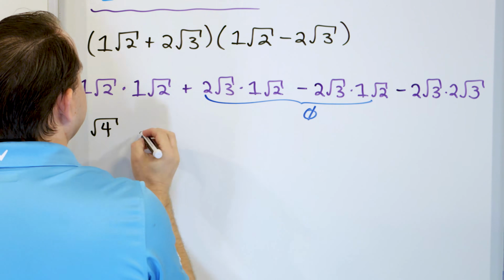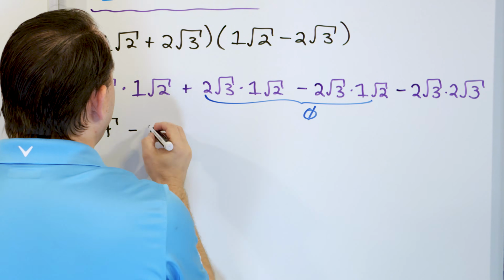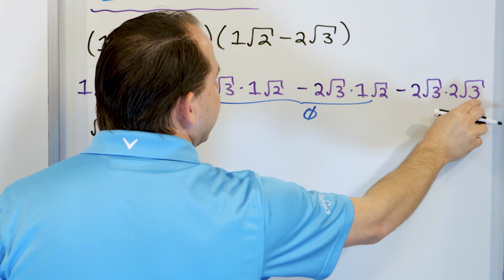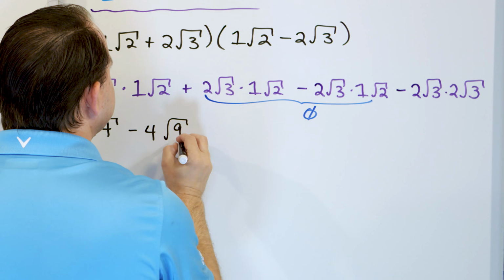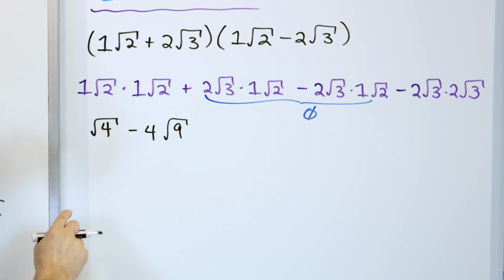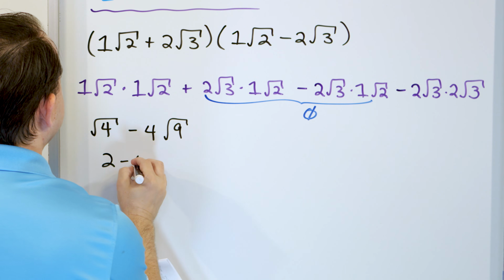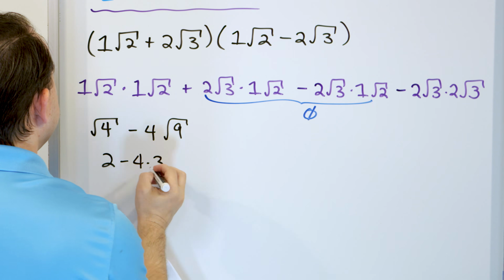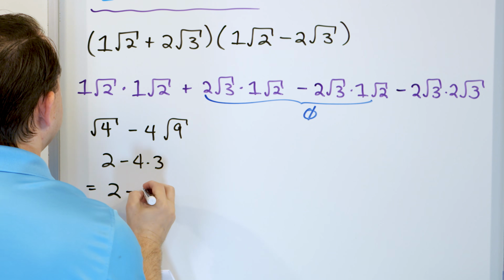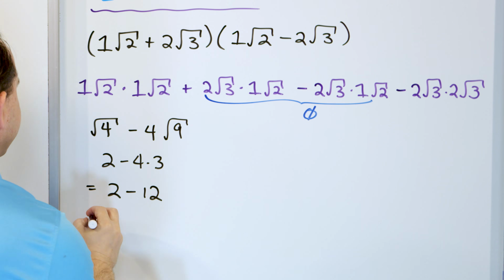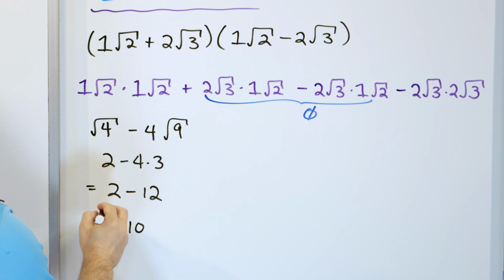The minus sign comes from the end here. 2 times 2 is 4 on the outside. Root 3 times root 3 is going to be the square root of 9, because I can bring them underneath the radical there. And then the square root of 4 is 2 minus 4 times square root of 9 is 3. So what I have is 2 minus 12. And what is 2 minus 12? Negative 10. Negative 10 is the final answer.